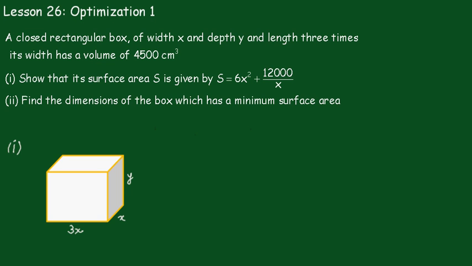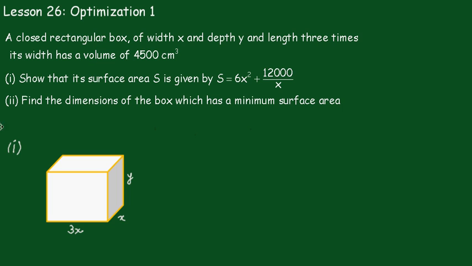Lesson 26, Optimization number 1. A closed rectangular box of width x and depth y and length 3 times its width has a volume of 4,500 cubic centimeters. In part 1, we have to show that the surface area S is given by S equals 6x squared plus 12,000 over x.